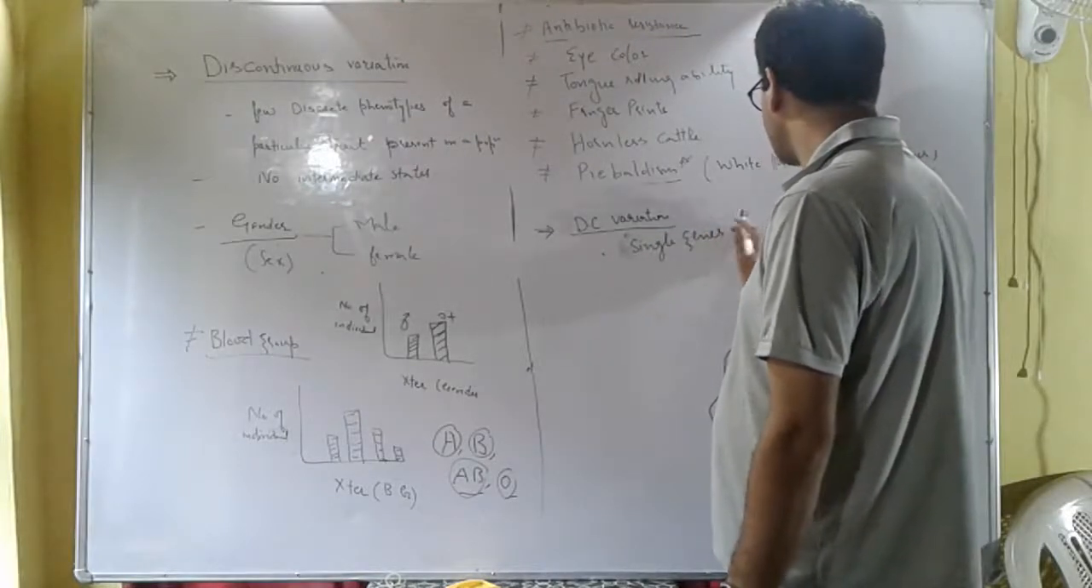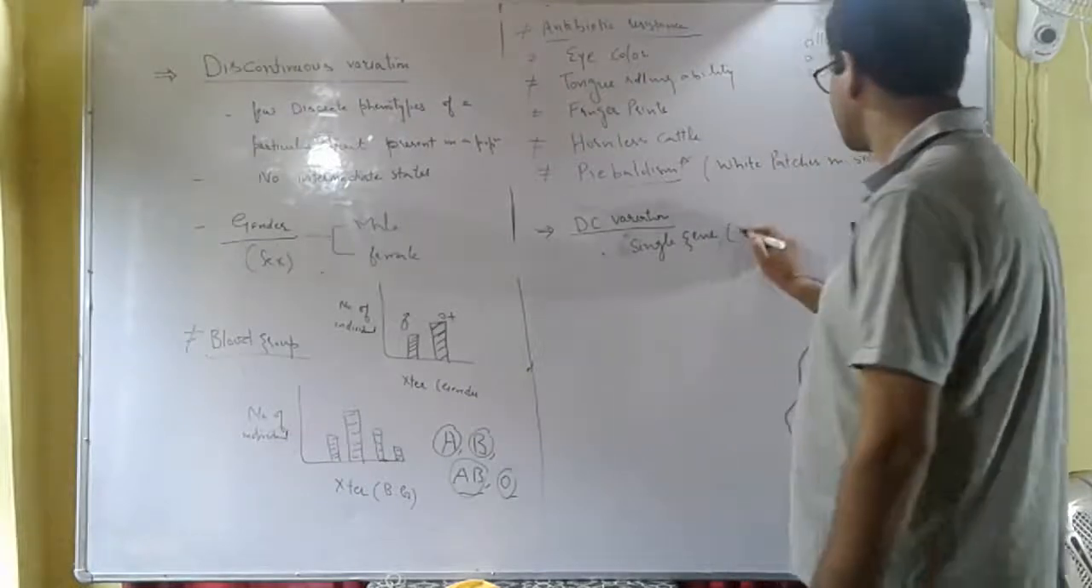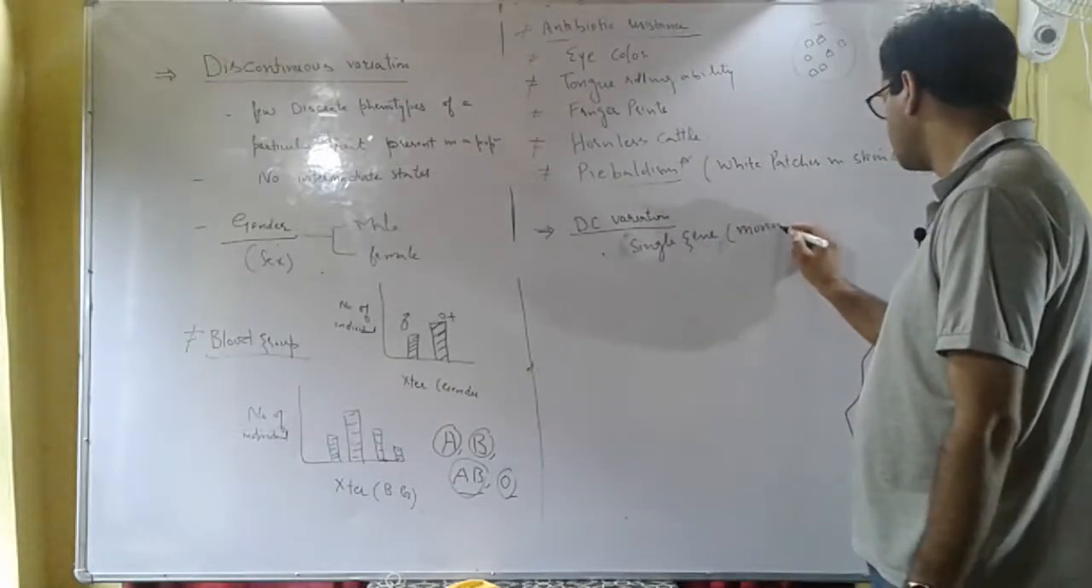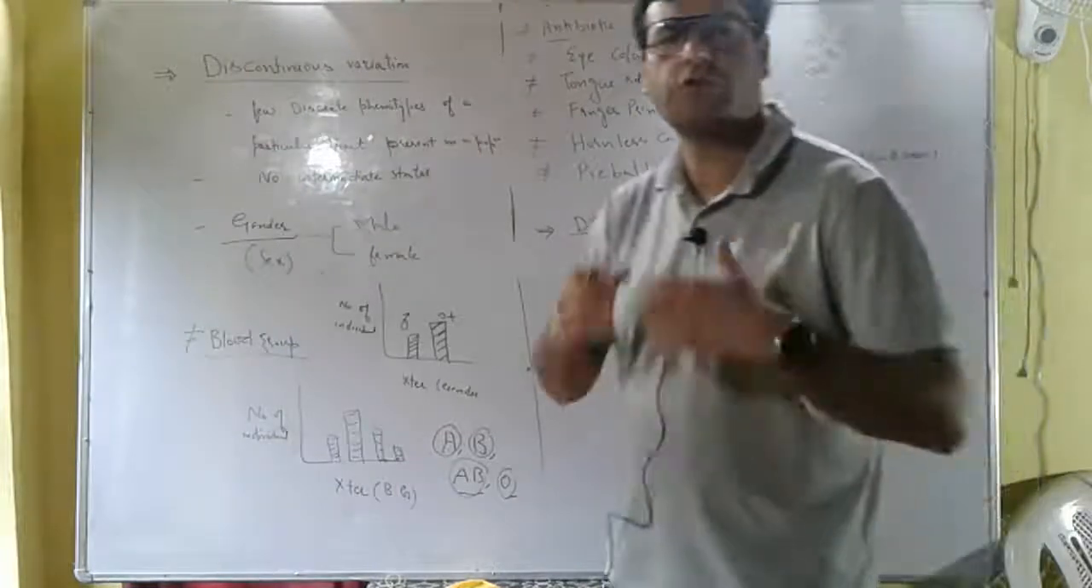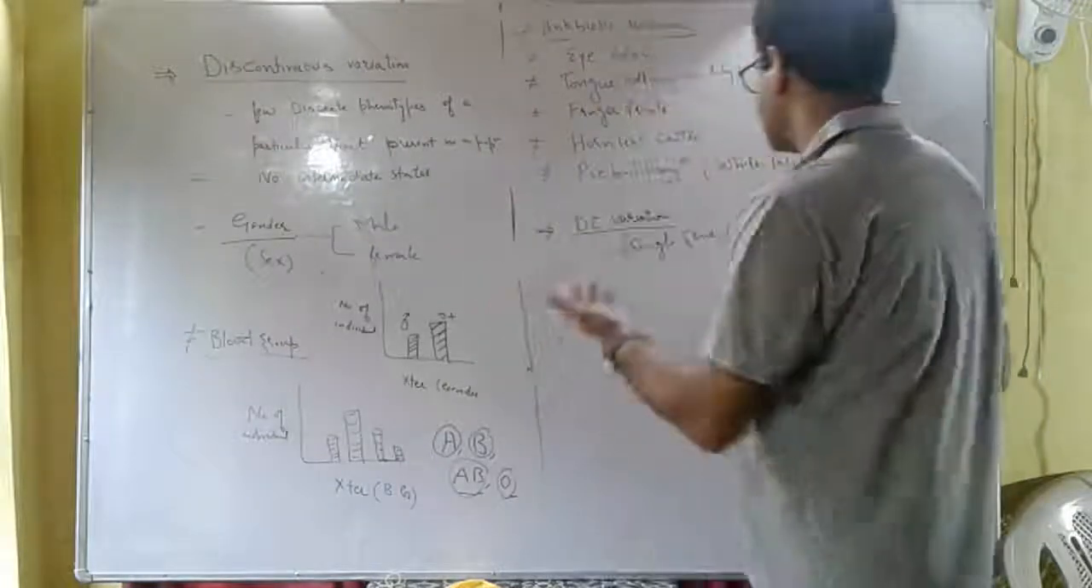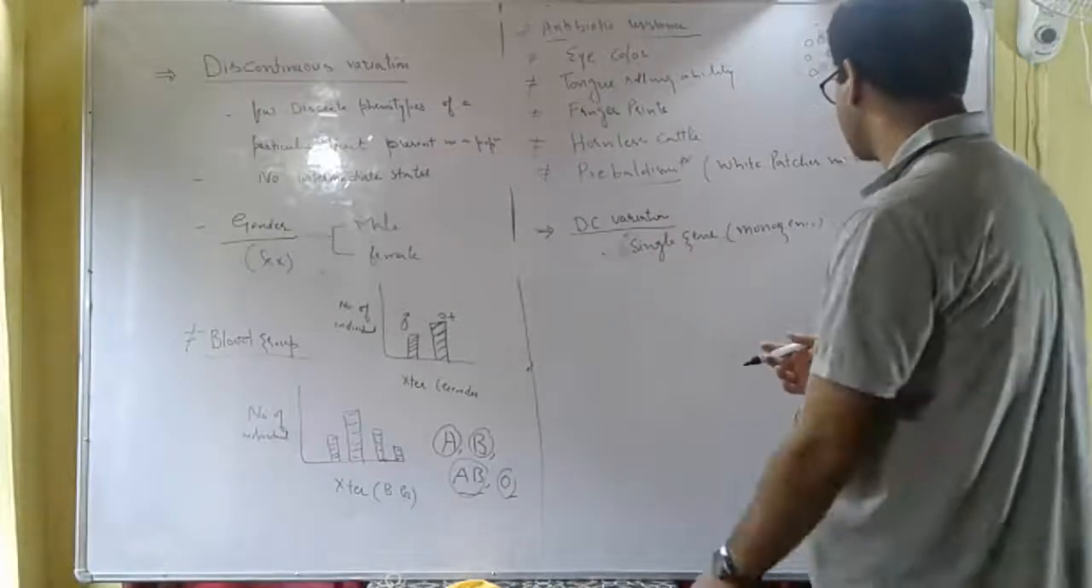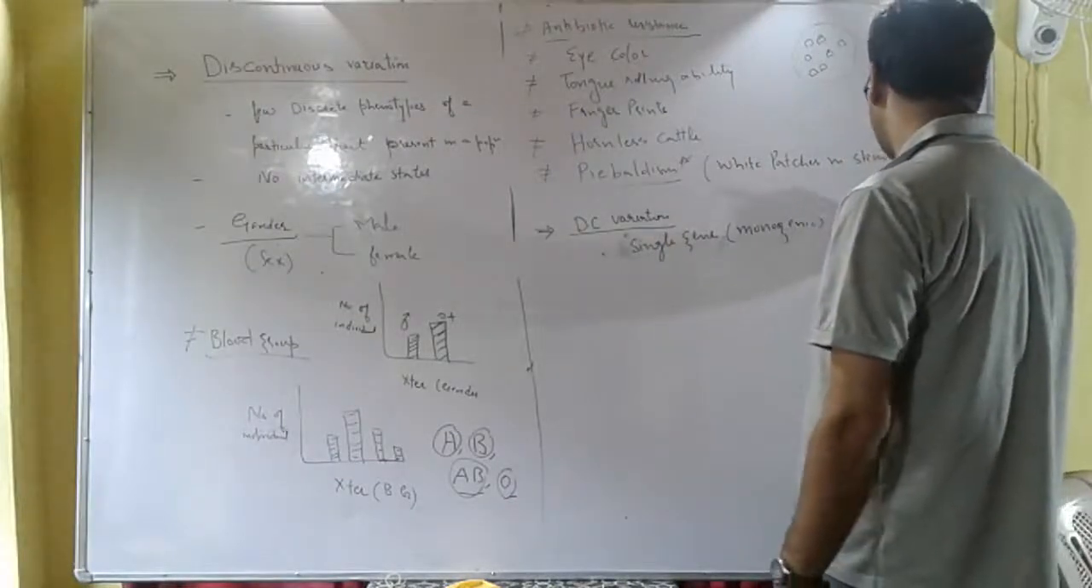That is, it is single gene, monogenic. As compared to that, we have continuous variation. It is controlled by many genes. That is polygenic. This discontinuous variation is controlled by a single gene, monogenic, or few genes.